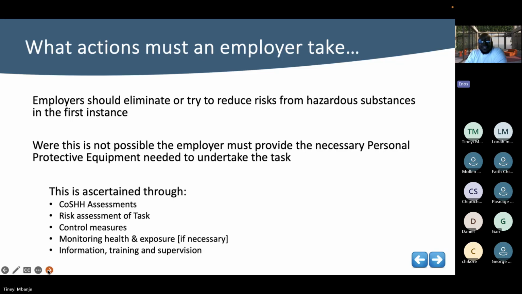All right, so employers have got a duty to reduce risks from hazardous substances in the first instance. When it is not possible and necessary, they should be able to provide employees with PPE. Then should be directed through a COSHH assessment, risk assessments of task, control measures, monitoring health and exposure if necessary, information and supervision, which is very, very important.